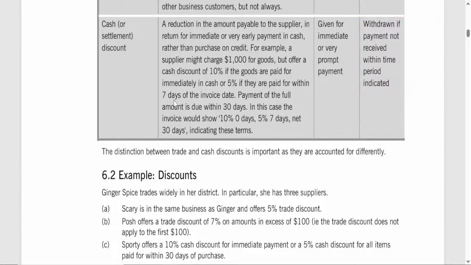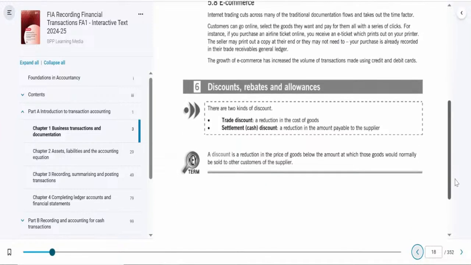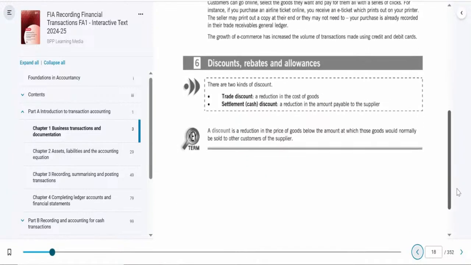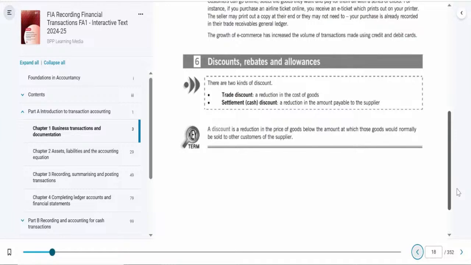Why is the difference between trade and cash discounts important? The distinction between trade and cash discounts is crucial because these two types of discounts are accounted for differently in financial records. Trade discounts. Since trade discounts are applied directly to the invoice, they reduce the sales amount up front. The buyer pays the discounted price from the beginning, so the original price doesn't even appear in the books. This discount is considered a straightforward reduction in the cost of goods.